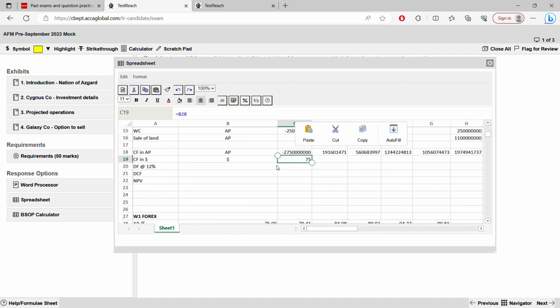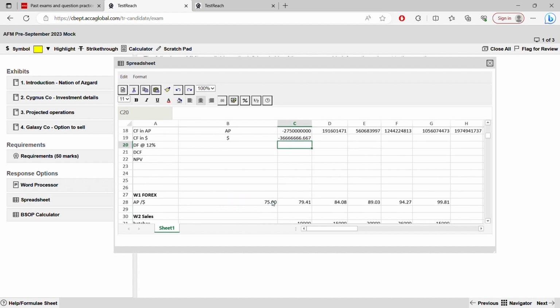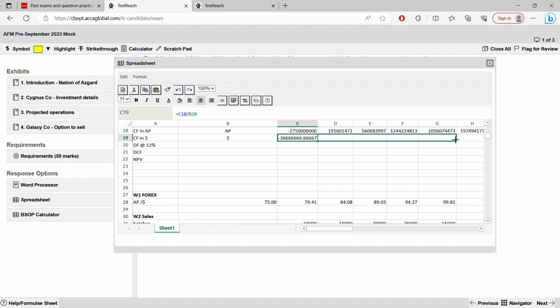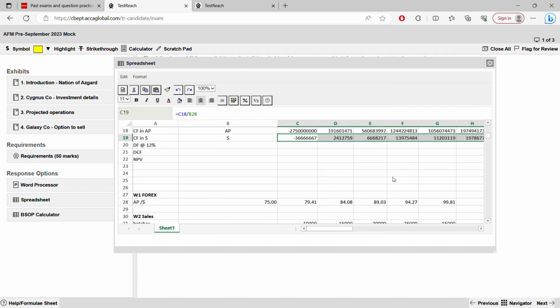Divide this by 75. Okay. When you take this, you can just drag it to the other cell. Custom, this one. Okay. Just see whether it's correct or not.